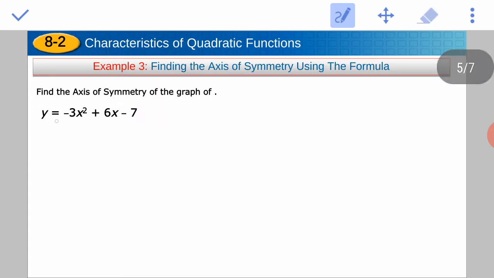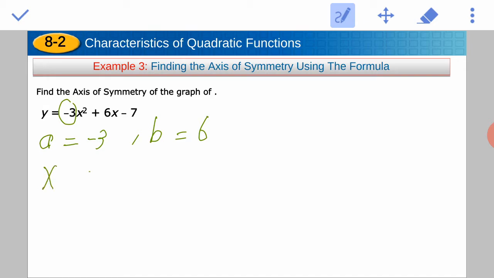Take this example. The parabola described by the equation y equals -3x squared plus 6x minus 7. Guys, if you identify the values, a is -3. The number in front of x squared is -3. And b is the coefficient of x and it's 6. The equation of the axis of symmetry by this formula, x equals -b over 2a. Guys, you can put this negative sign outside or you can put it in front of b. It doesn't make any difference.